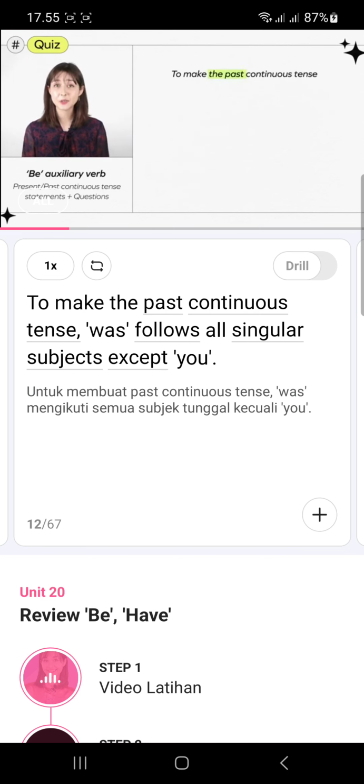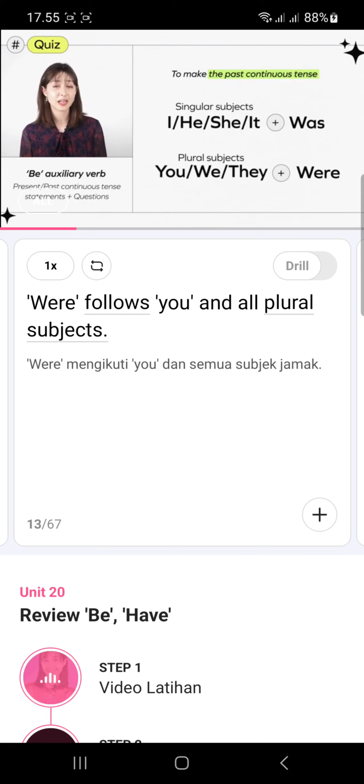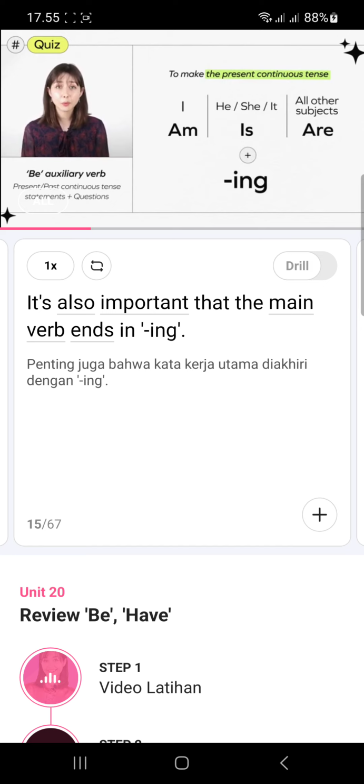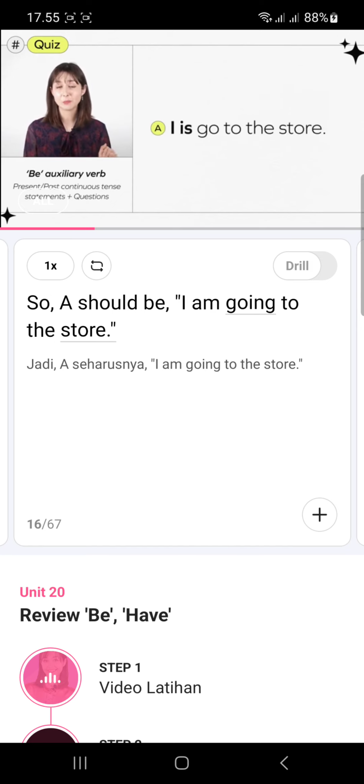To make the past continuous tense, was follows all singular subjects except you. Were follows you and all plural subjects. To make the present continuous tense, am follows I. Is follows he, she, and it, and are follows all other subjects. It's also important that the main verb ends in ing. So A should be, I am going to the store.